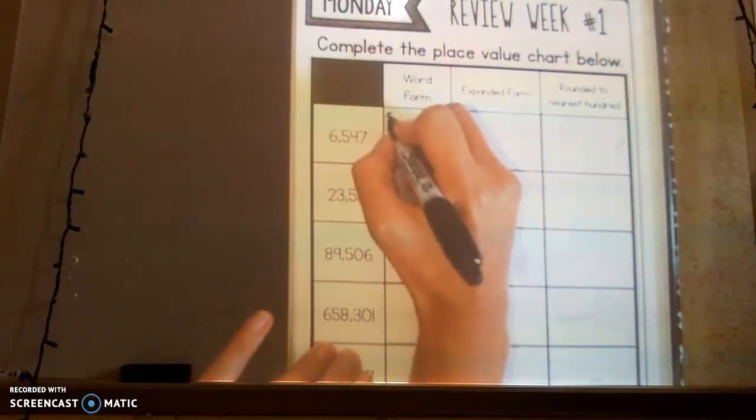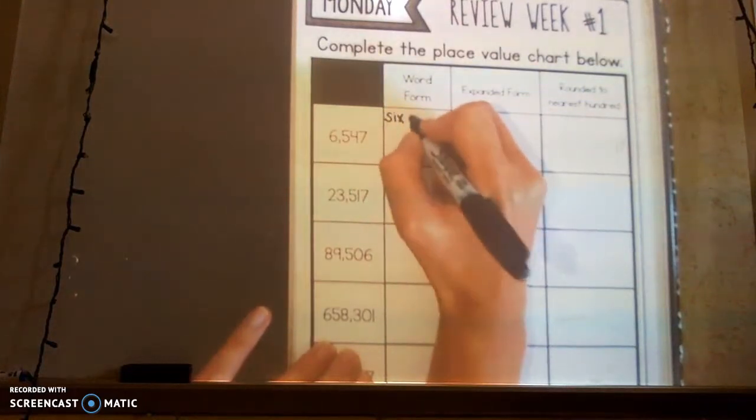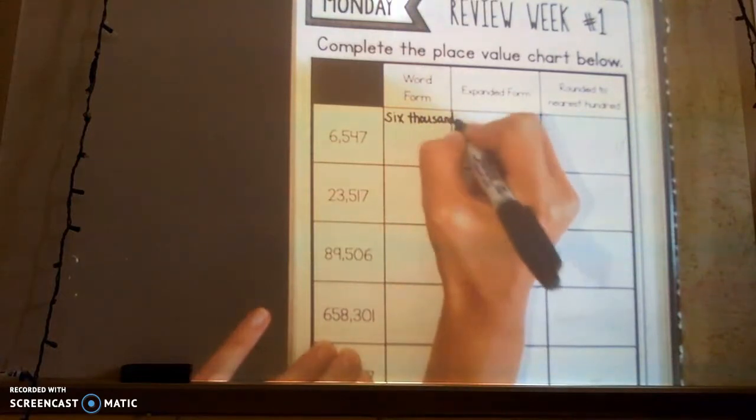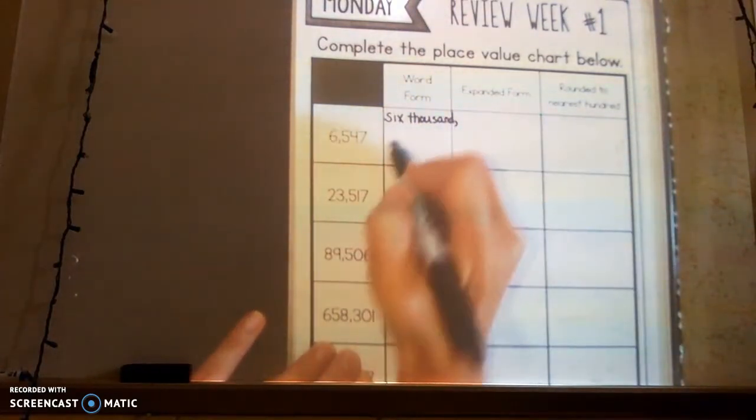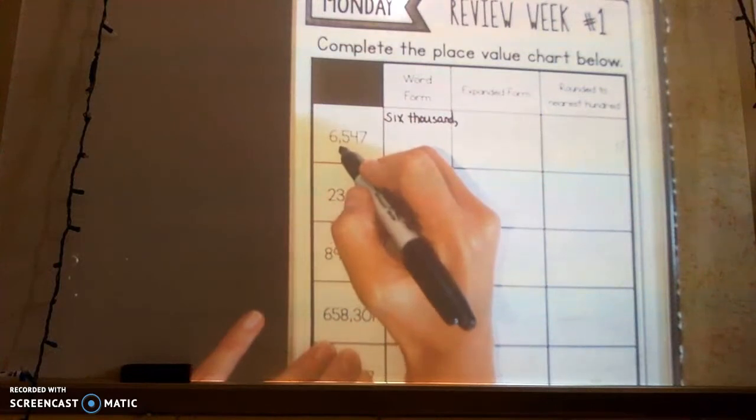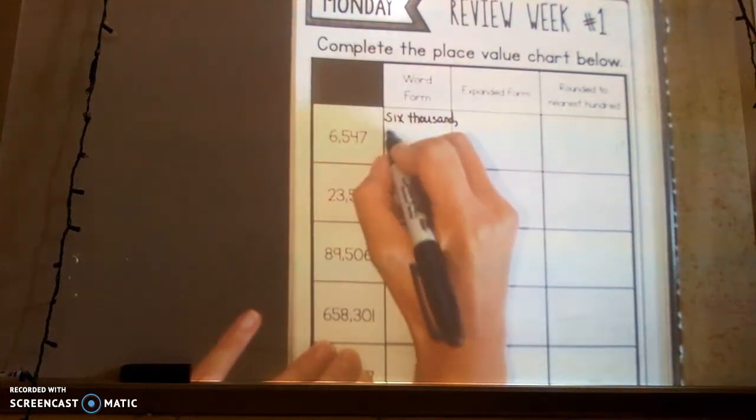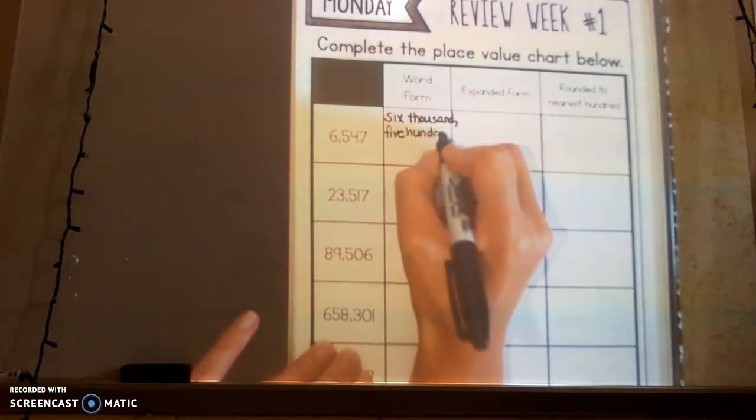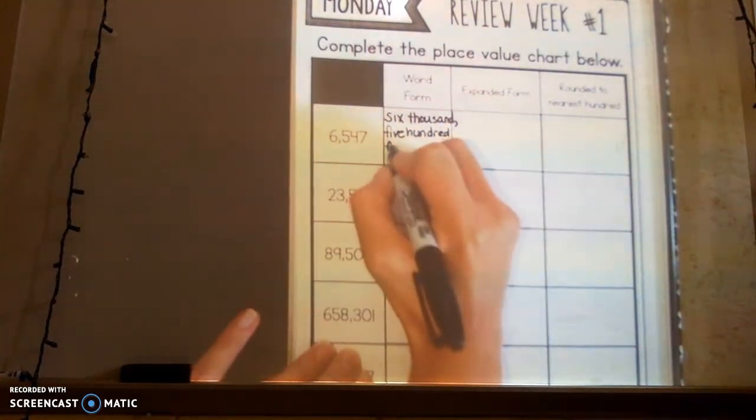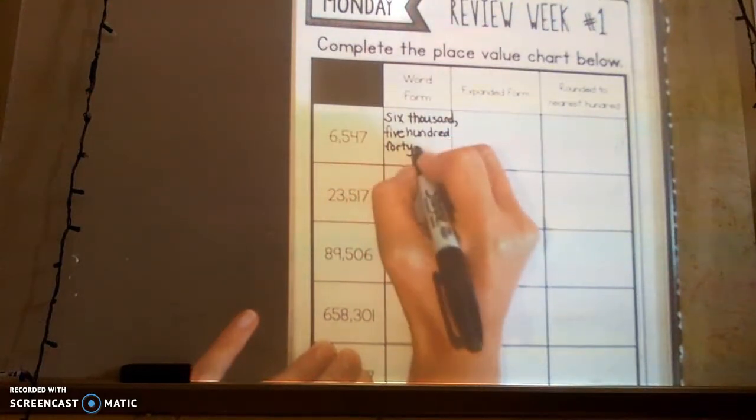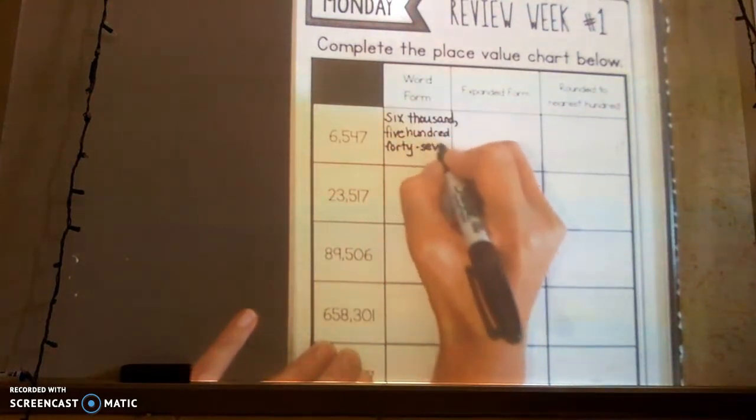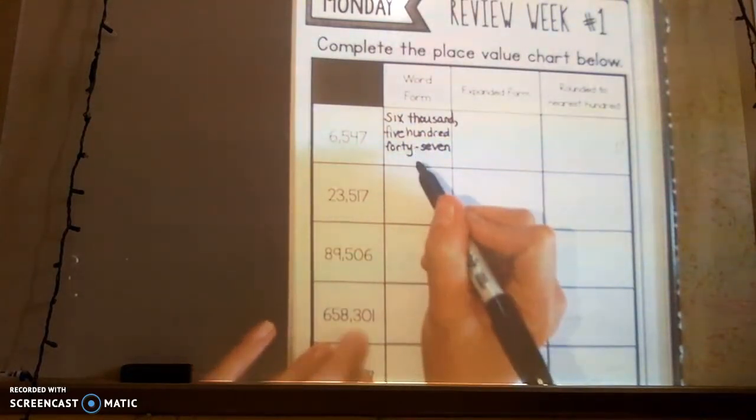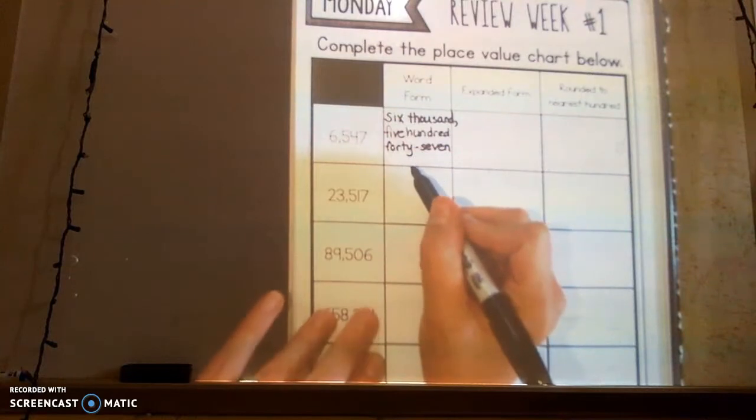So my first number was 6,000. I put a comma after 1,000, just like I put a comma after the number 6. 547. 47 gets a hyphen in between there because it's a two-digit number greater than 20.